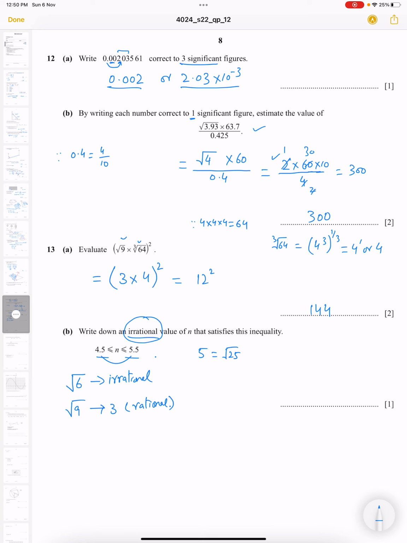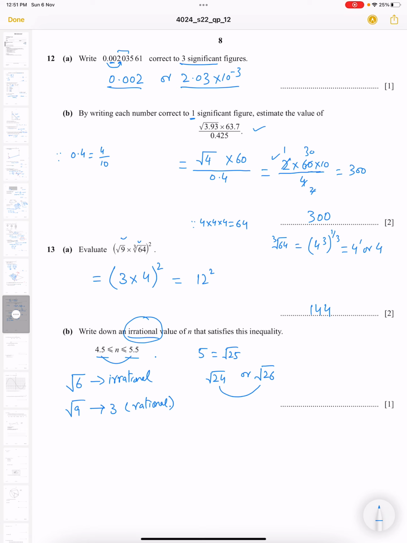Means we can write either square root of 24 or square root of 26. Those are best guesses, although you can make other guesses like square root 27. That will also lie between these two limits. Square root 28 will also be in this range. So basically you have to write any number whose square root lies in this range. So there can be many options. I have given you these two.